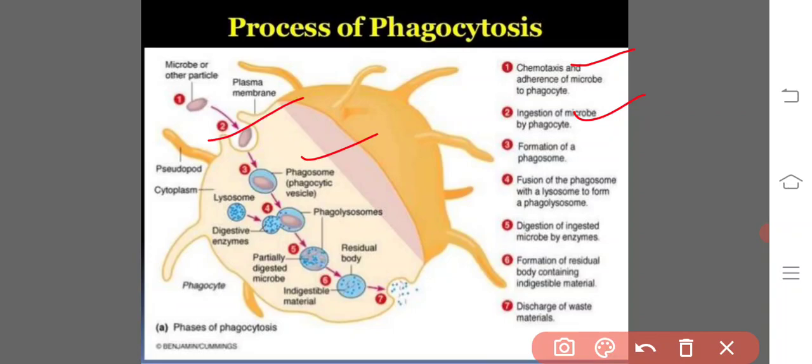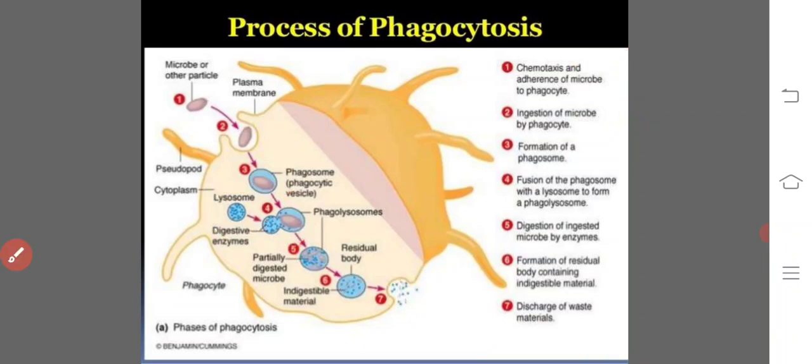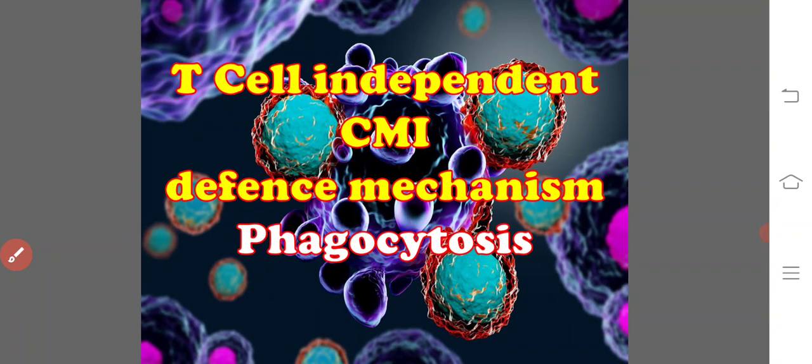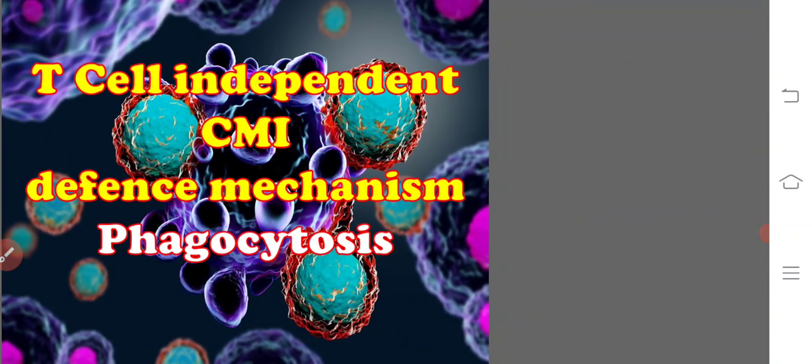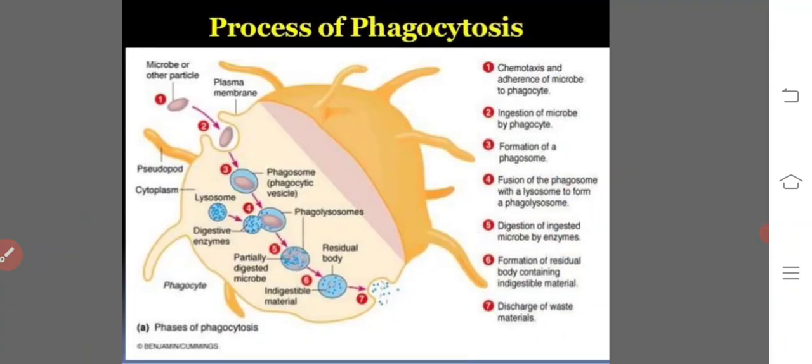In order to destroy this, there is an attachment of the lysosome to the phagosome, which forms the phagolysosome, and the lysosome releases its enzymes into the phagosome. Thereby, the microbe will be partially digested, and the undigested material which is present in the residual body will be ejected out into the body fluids. So, this is about phagocytosis, which is under the T cell independent mechanism. It never requires the T cells.